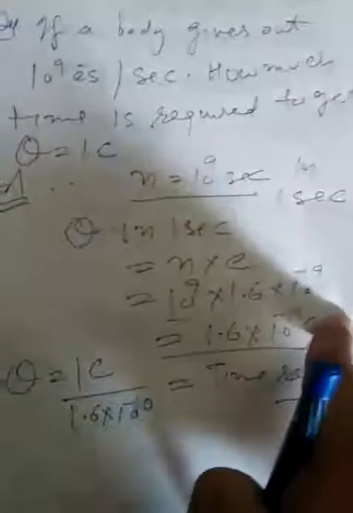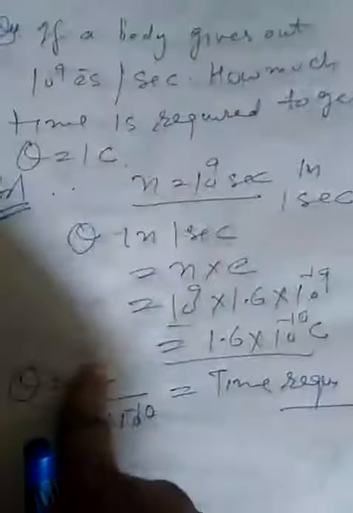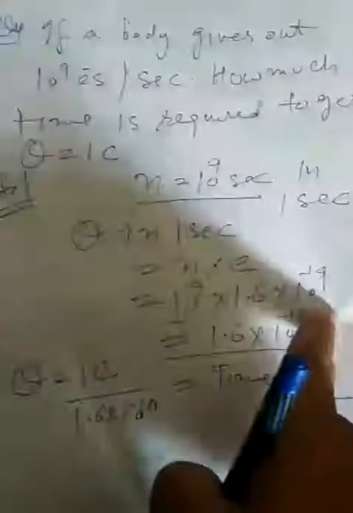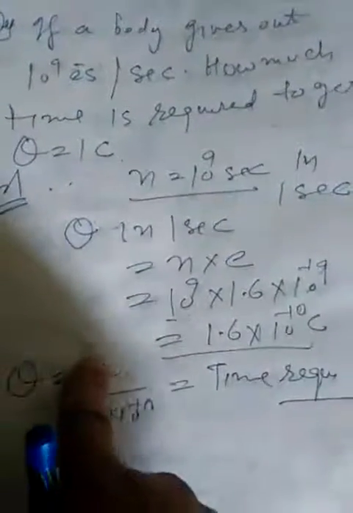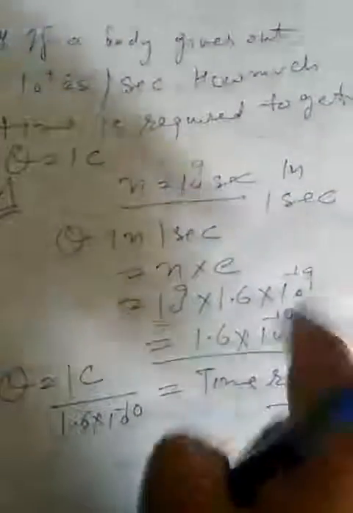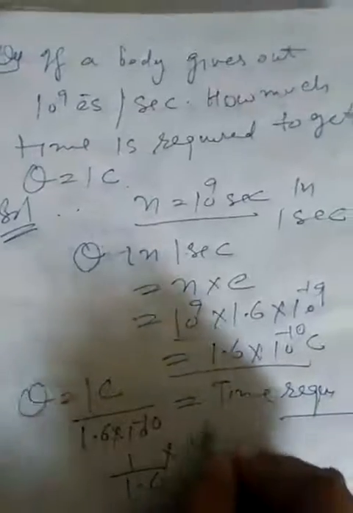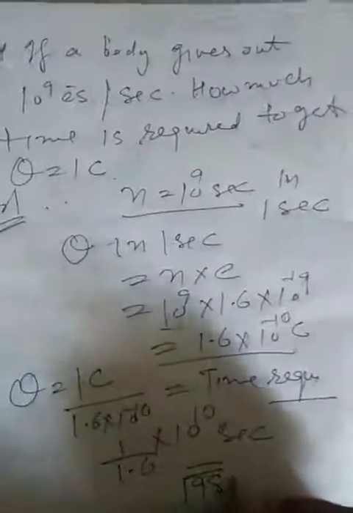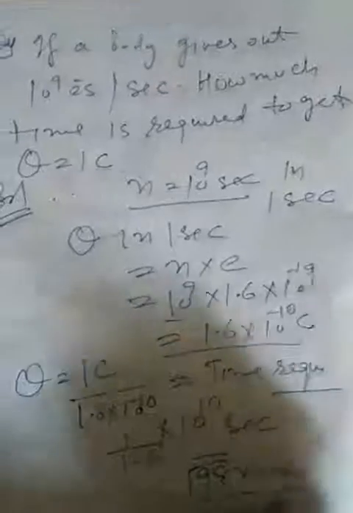So 1 coulomb divided by 1.6 × 10^-10 will be the time required to get that charge. This much charge is accumulated in 1 second, but we have to gather 1 coulomb, so we have to calculate the time. That will be 1 upon 1.6 × 10^10 seconds, which can be converted into years.